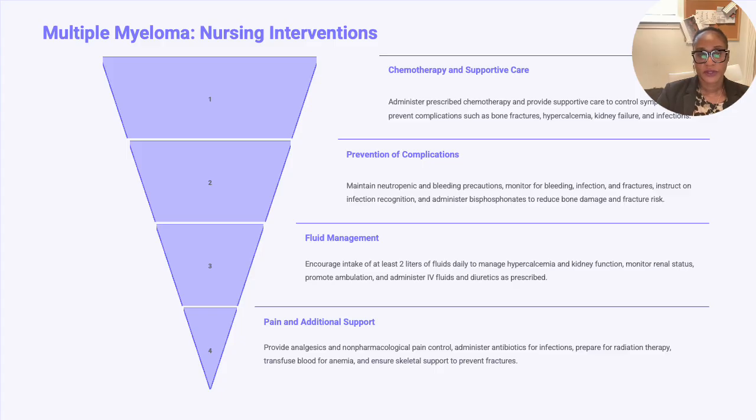We want to administer IV fluid and diuretics as prescribed, this to increase renal excretion of the calcium, and administer blood transfusion if this is prescribed for anemia, and then administer any analgesic prescribed and provide non-pharmacological therapy to control pain. We want to administer antibiotics if this is prescribed for infection, and prepare the client for local radiation therapy if this is also prescribed.